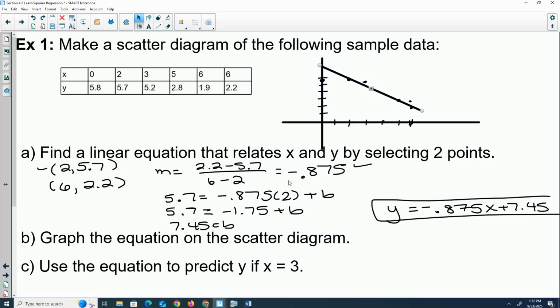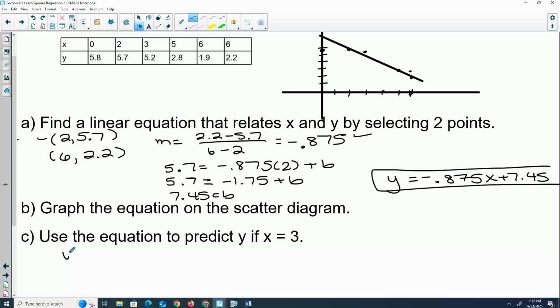Sure. Okay, let's use it to predict. If I said x was 3 and I wanted to use my line, negative 0.875 times 3 plus 7.45.